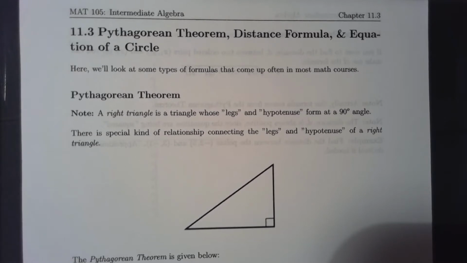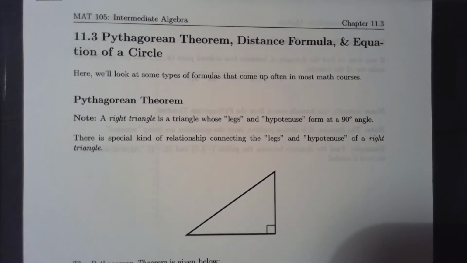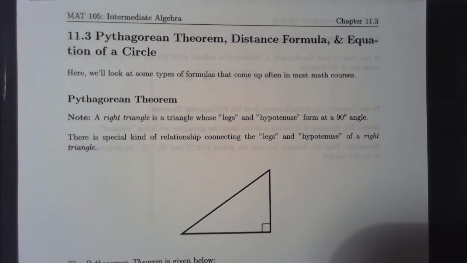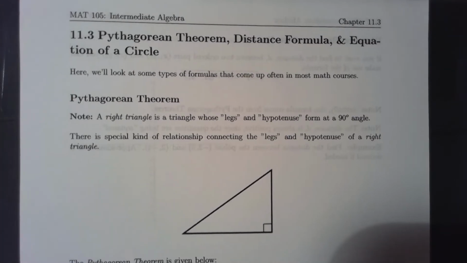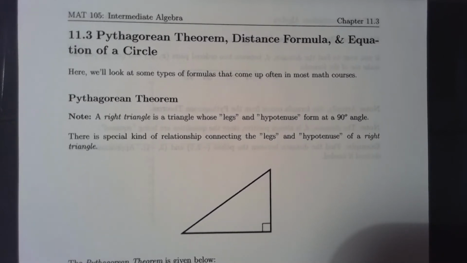So the next topic in Chapter 11 that we're going to look at is, well, there's various topics in this section, but we're going to look at each one separately. So we're going to look at the Pythagorean theorem, the distance formula between 2 points, and the equation of a circle. These things show up a lot in algebra courses, so it's important to understand, or at least see the concepts of these three things. So that's why we're covering it in this course.